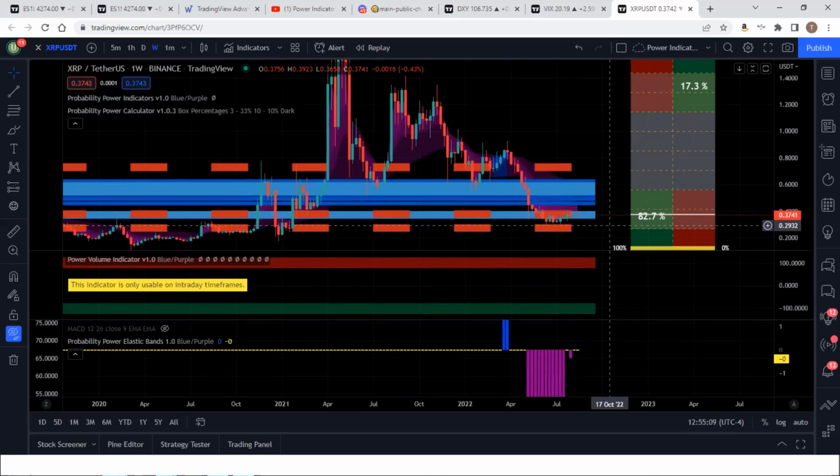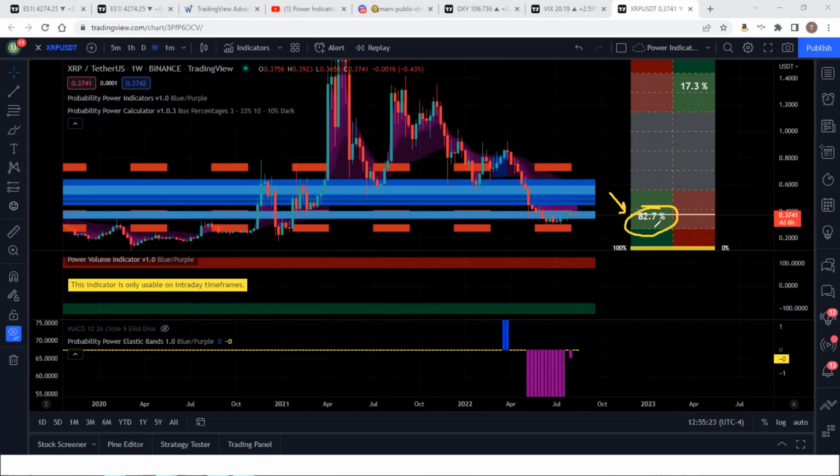And then you can see we are in the lower end of the long-term probability box, showing an 82% chance of a long-term from this price. So I would say this 40 to 30 area long-term is a good price on XRP for long-term. But it just depends on what you're looking to do.